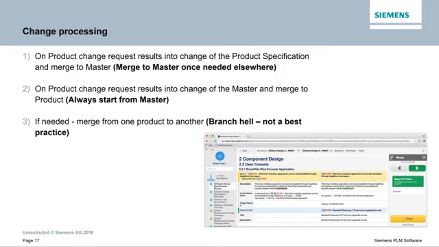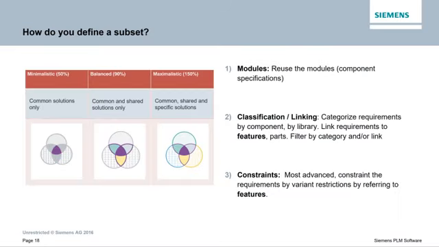So far it might sound, let's say, complex, but you might miss the point. How do you really define a subset? We were speaking about the fact that you have the master specification for all the requirements, you have the product specification with the product specific requirements being a subset of the master specification. We know that we could merge the changes in the visual interface, but how do you really define a subset? And that's again linked to this maturity model.